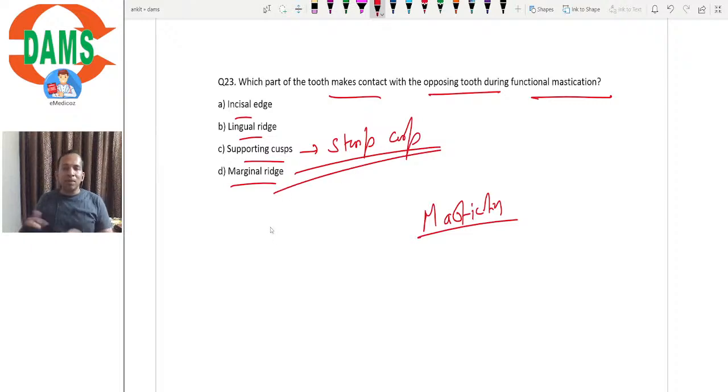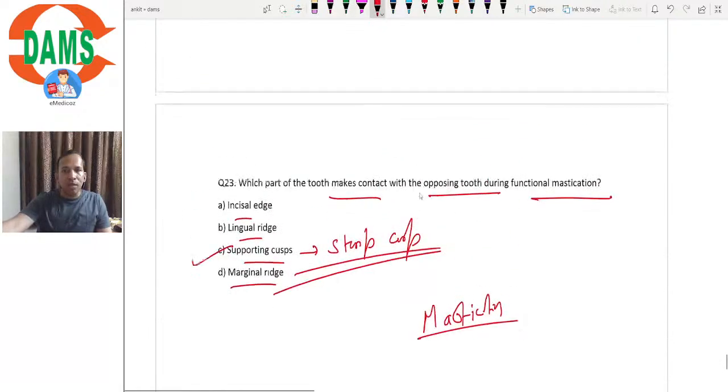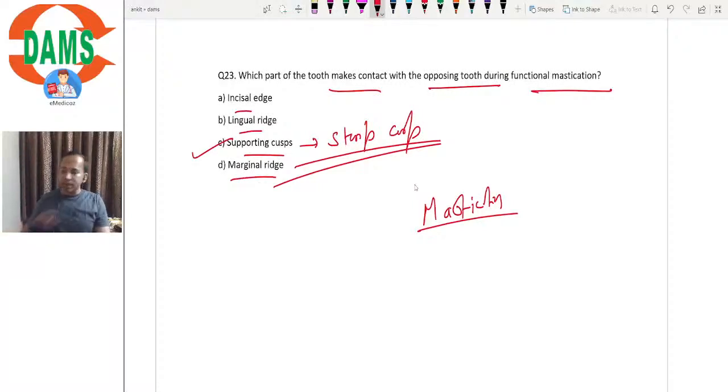So what is a stamp cusp? Stamp cusp जो कि ग्राइंड करता है बेसिकली, जो कि फूड को ग्राइंड करता है, which helps in the grinding of the food. So since the supporting cusp is the one that helps in the grinding of the food, it has to be the one that makes the contact with the opposing tooth during chewing or during mastication. Is it clear? So again the answer is option C. So this is the last question. ठीक है? So the correct answer here once again is option C, that is supporting cusp.